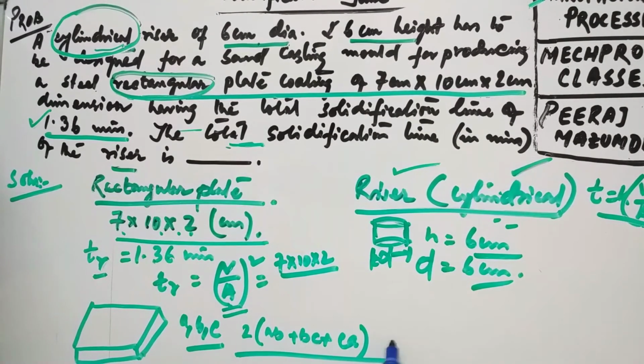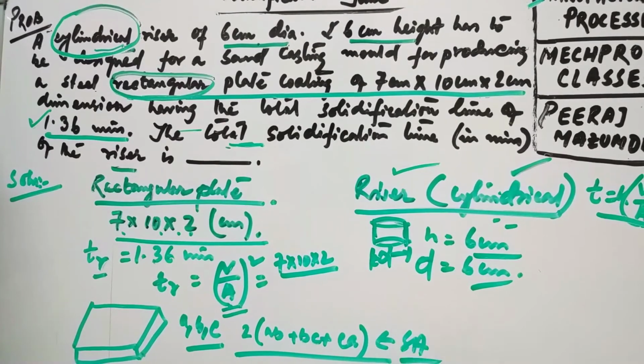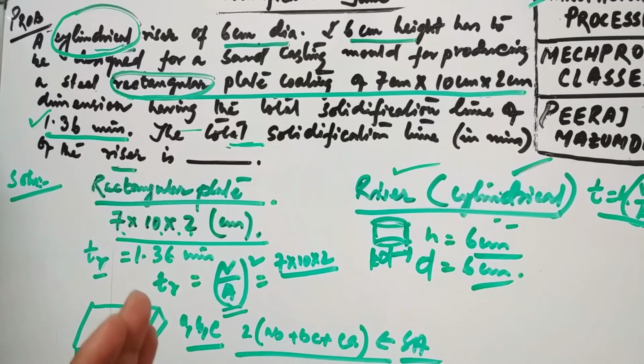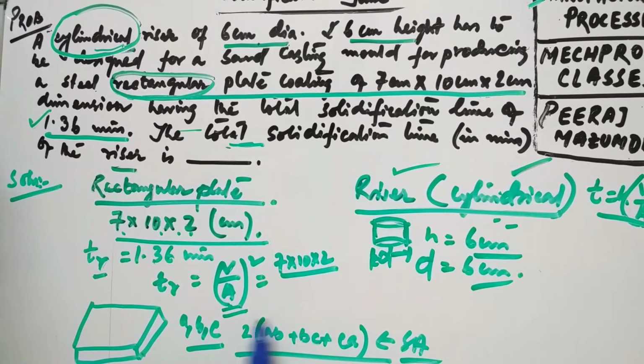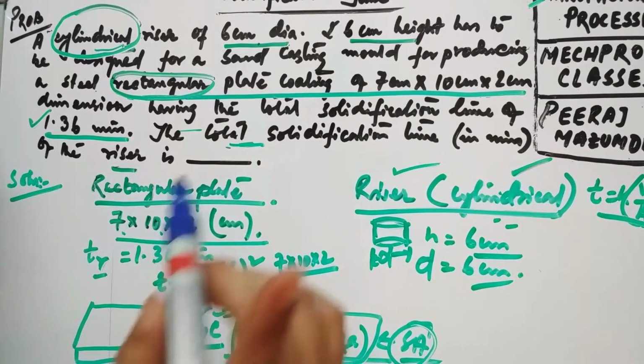So that will be your surface area of a rectangular shape, casting or whatever. For a rectangular shape we have this formula: 2 into (AB plus BC plus CA), where these are the dimensions, length, breadth and height. That will be your surface area, you have to keep that in mind. For this case, what will be the surface area?